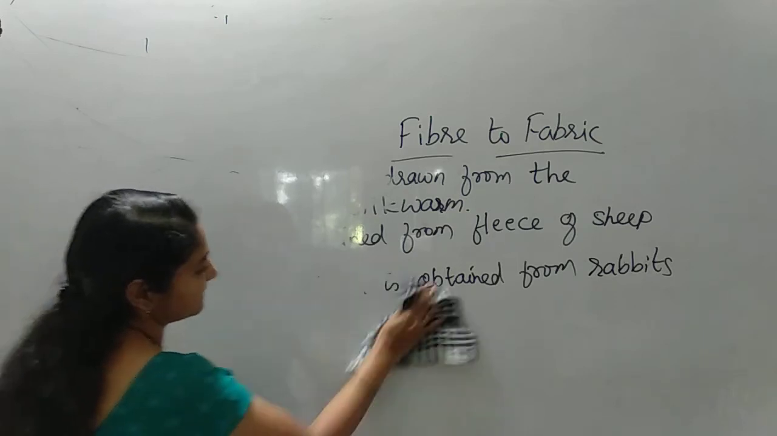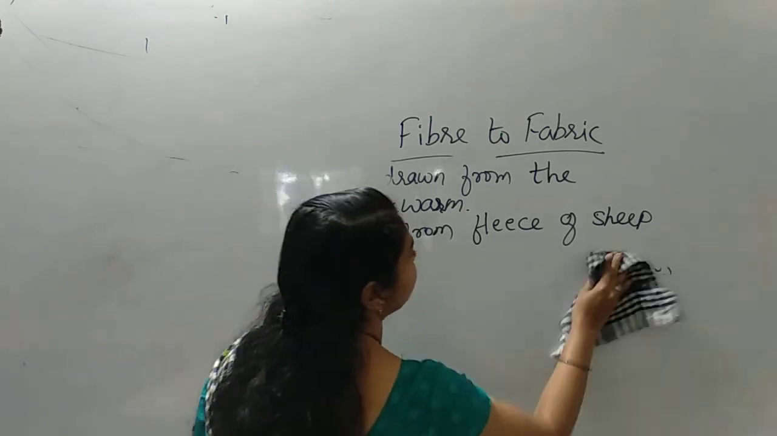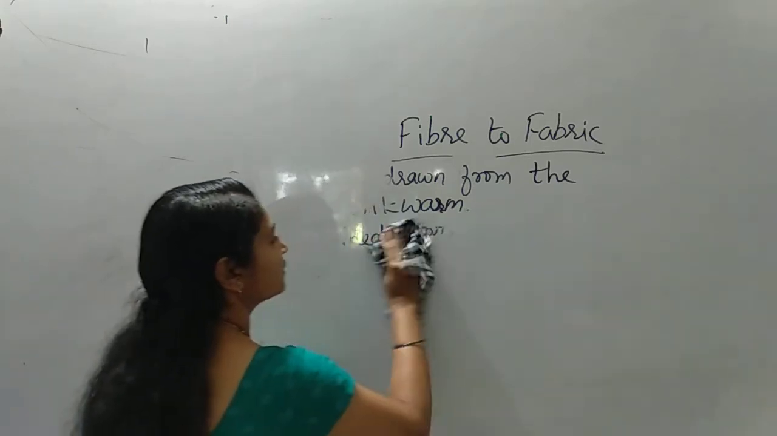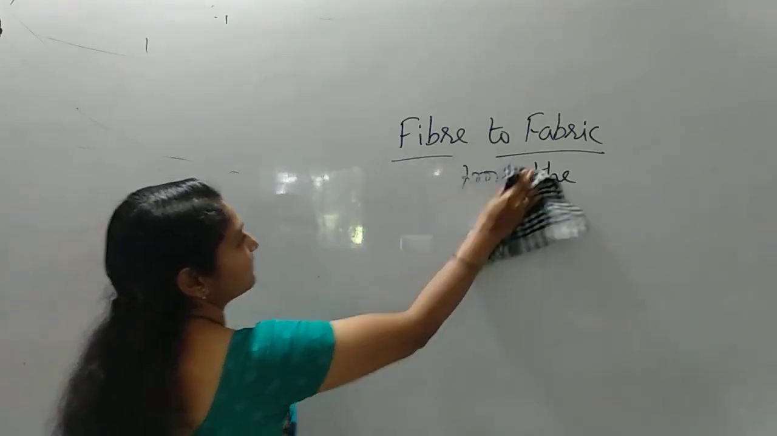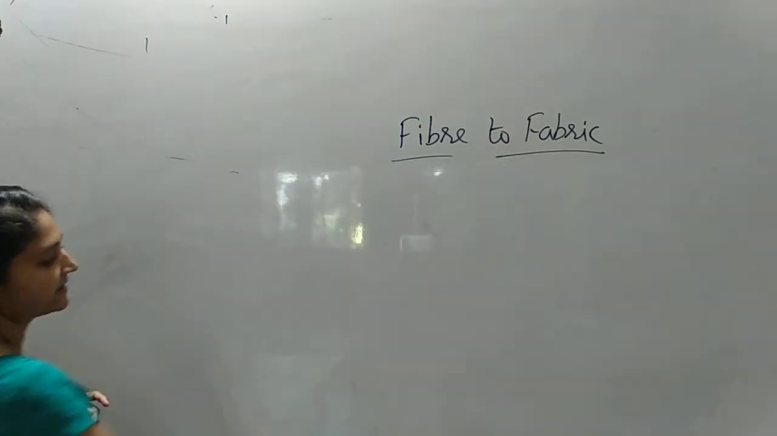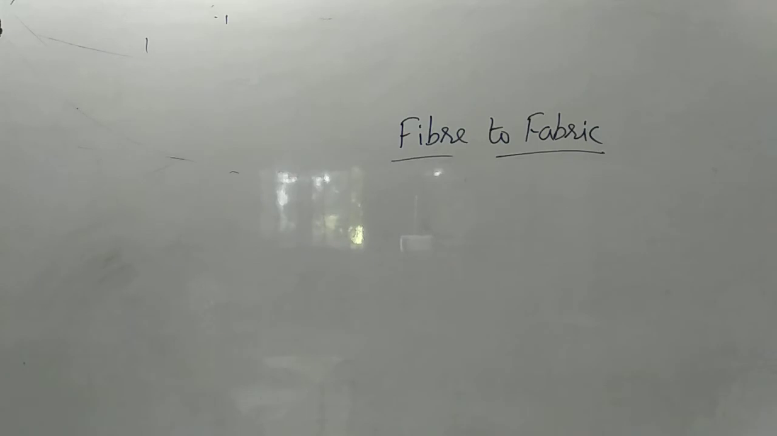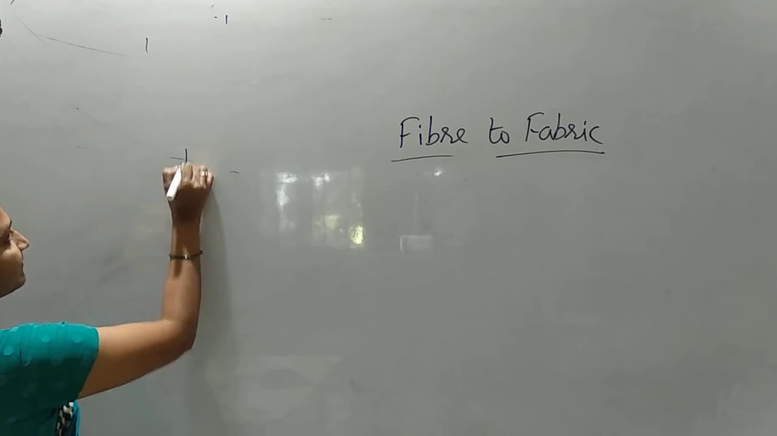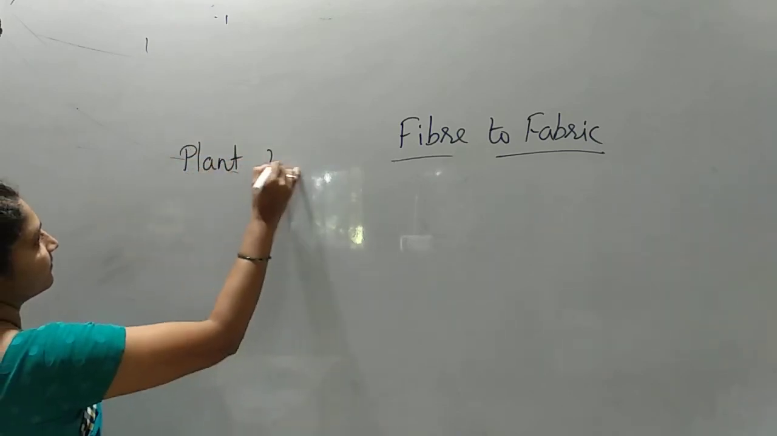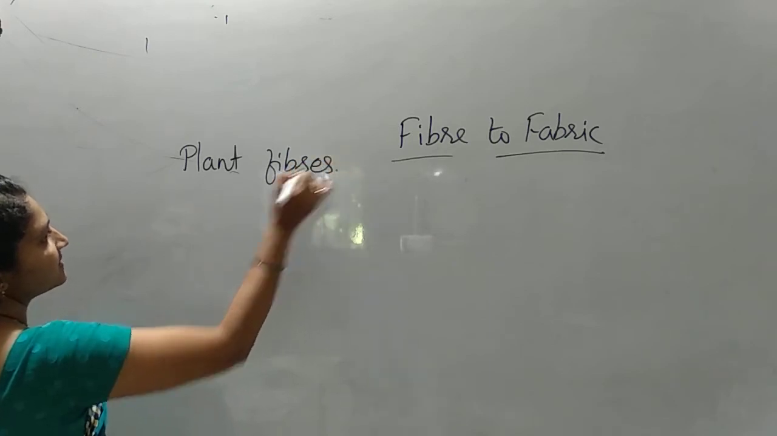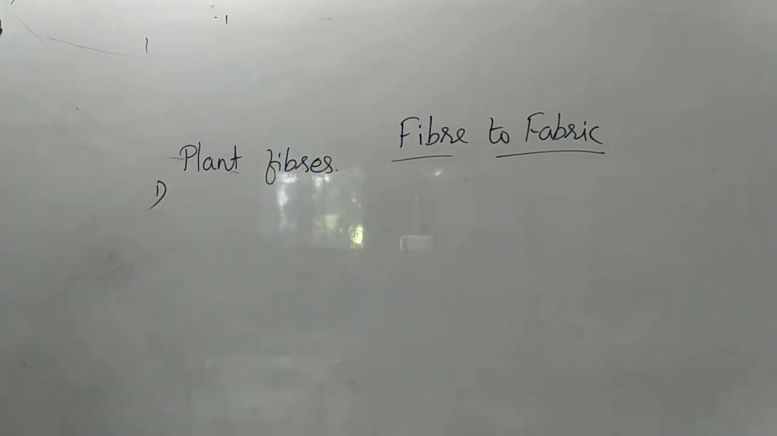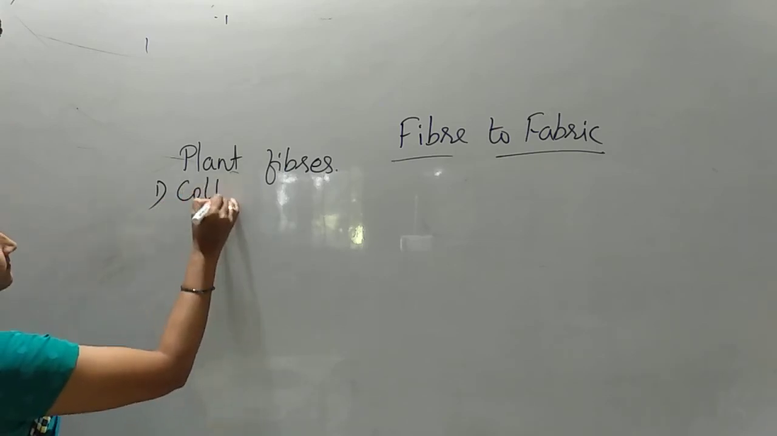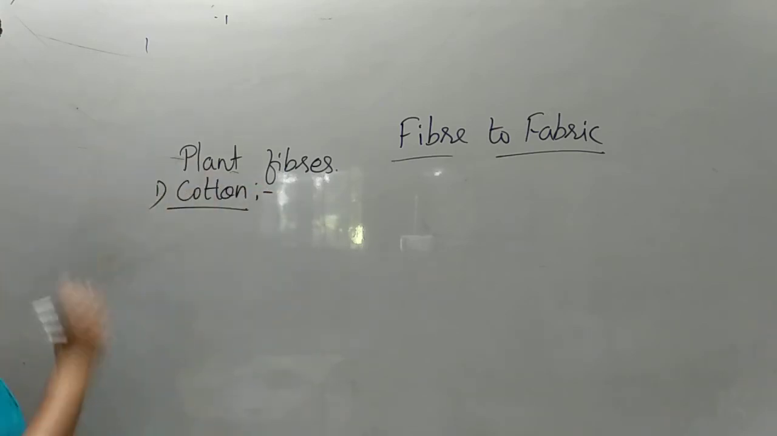Cotton. We have all seen that in some dry areas, cotton is grown almost right before the rainy season. Before the rain starts, the farmers grow that cotton. Plant fibers, the first one is cotton. So what is this cotton? What do you know about cotton, children?